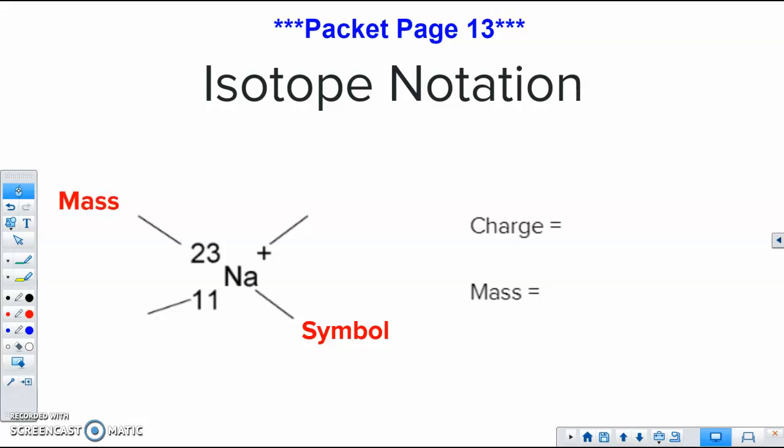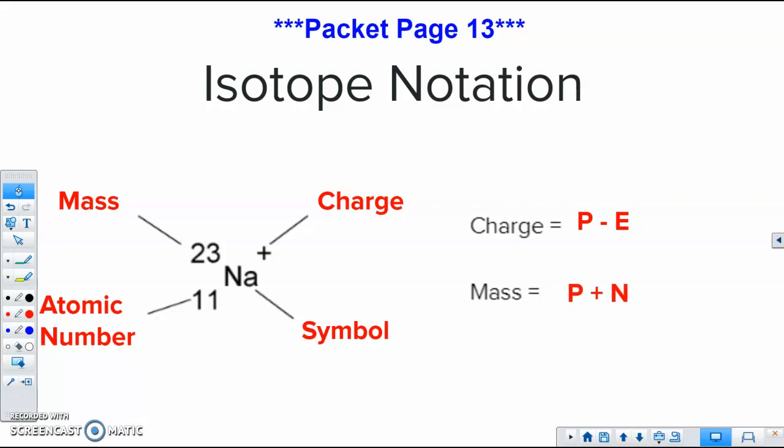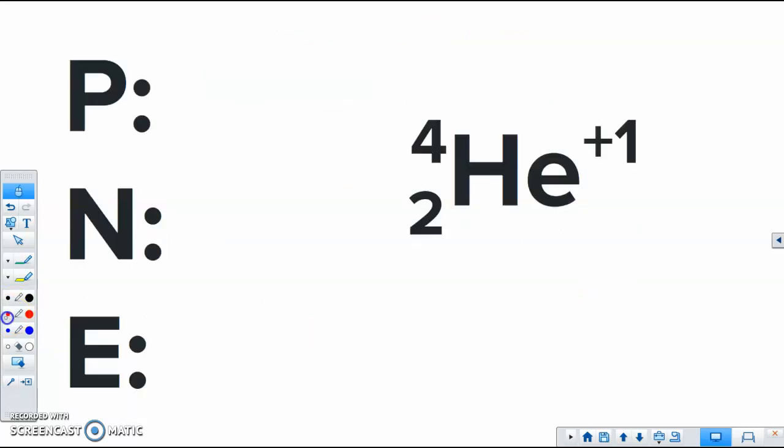The top left number is the mass, the bottom left number is the atomic number, and the top right is the charge. If you don't see a number, just a plus or a minus, you can assume that it's +1 or -1. If there's nothing in the top right, we can assume that it's a neutral atom. And again, charge equals protons minus electrons, mass equals protons plus neutrons. Let's do an example here.